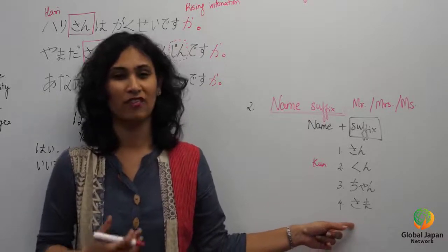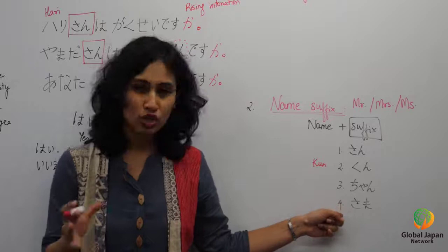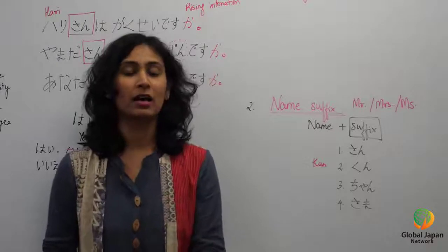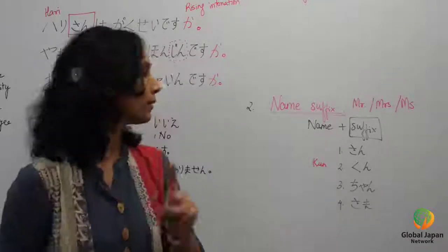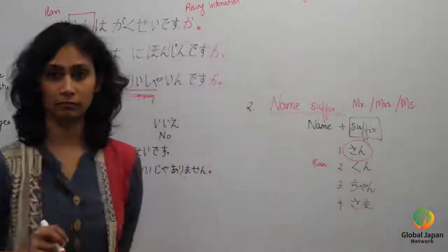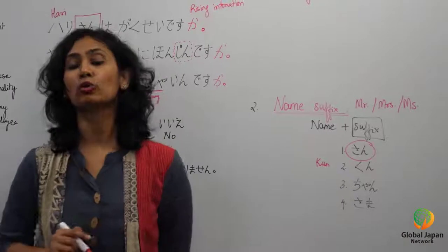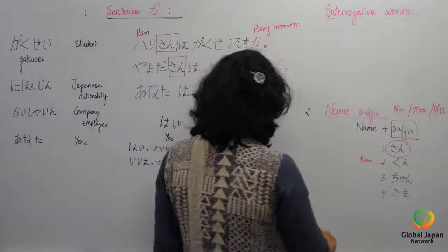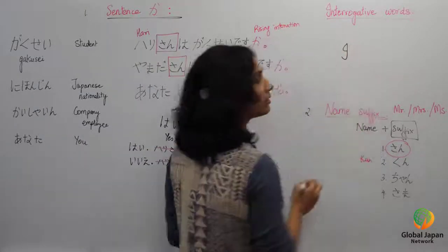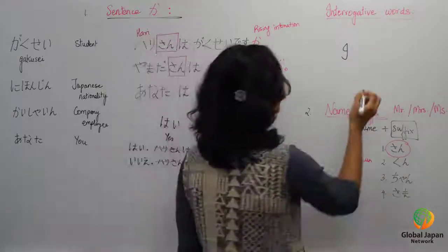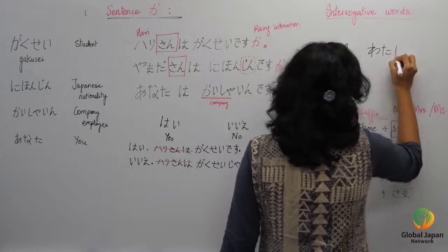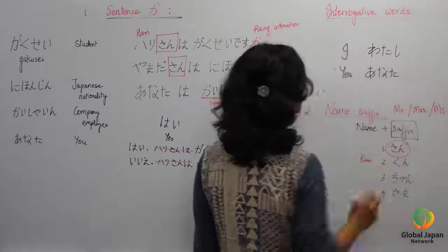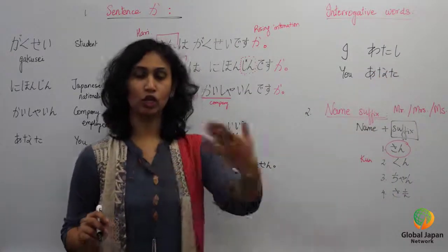Sama is generally very polite, so you would check before you use sama. But by default, for now, the one name suffix that should be there in your mind is san. Okay? The next thing to be remembered, specific to Japanese, is the word for I. What is the equivalent word for this in Japanese? Watashi. You: the word is anata. I is watashi, you is anata.